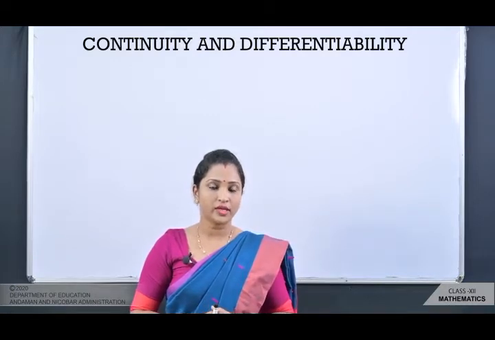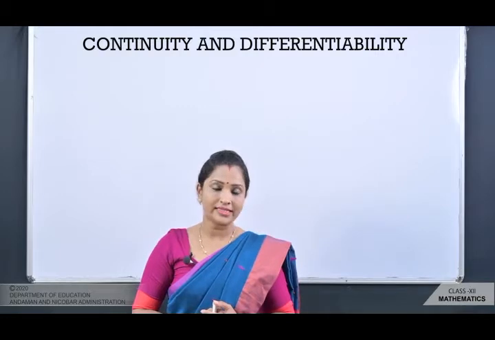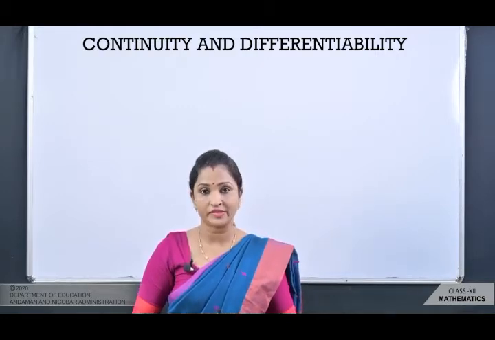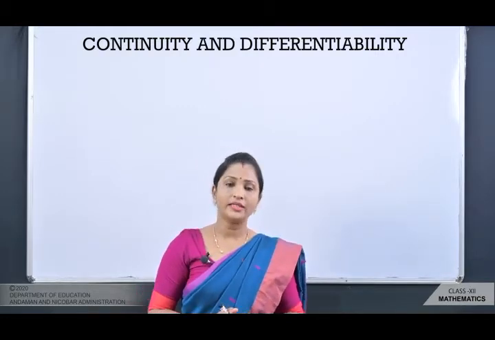So today we are going to continue the exercise 5.1. Okay, so let's see 19th question of exercise 5.1. Now in the 19th question, show that the function defined by g of x is equal to x minus box x is discontinuous at all integral points. Here box x denotes the greatest integer less than or equal to x.